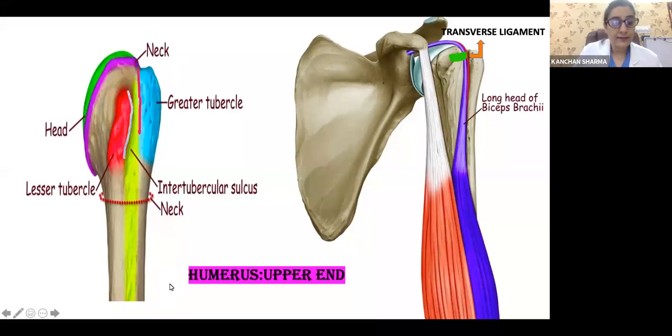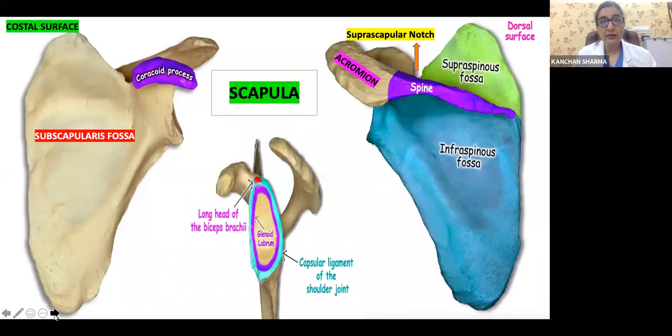Moving to the next one, just have a brief idea about the anatomy of the scapula, because this is also very, very important to us. This is the scapula. Scapula has two surfaces. If you are looking at me, the portion of the scapula which is facing you is the costal surface, and the one which is at my back is the dorsal surface.